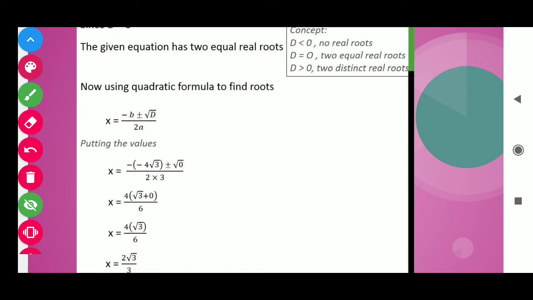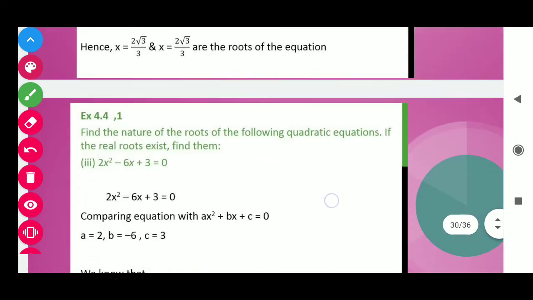तो स्टूडेंट्स आप यहाँ देख सकते हैं हमारा आंसर 1 निकला है. That means we have 2 roots, both are equal. So students, let's move on.